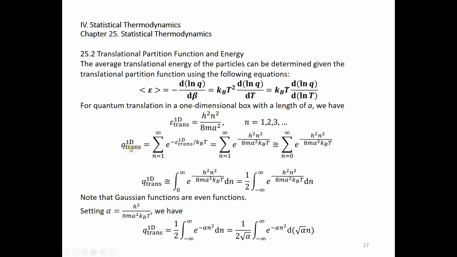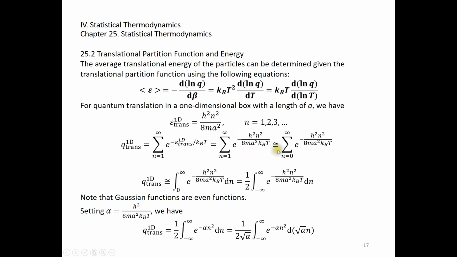Now let's look at q, the partition function of one-dimensional translation. It's the sum of the Boltzmann distribution functions, e to the power of negative epsilon over k_B T. Here, epsilon is the one-dimensional translational energy, n squared h squared over 8ma squared, over k_B T. So we need to evaluate this sum.